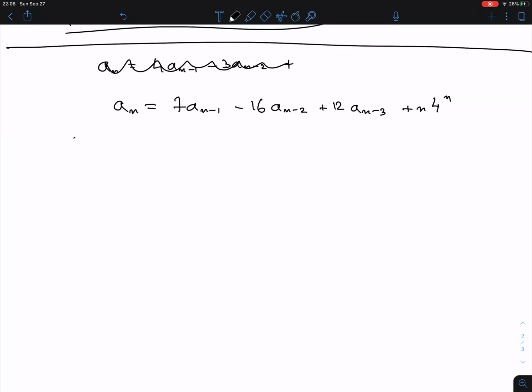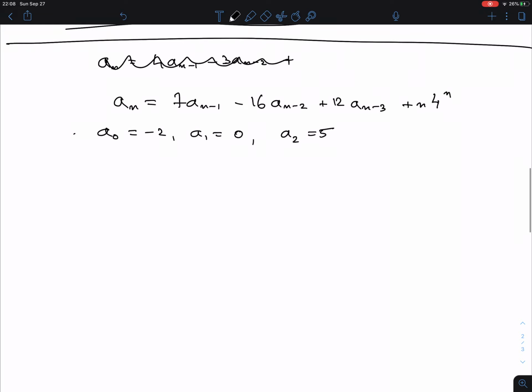Okay, and then we had initial conditions. Let me write them up already. A0 is minus 2, A1 is 0, and A2 was 5. Good. So step 1, we need the homogeneous one. So let's write down what the homogeneous one is, so that we don't get confused.